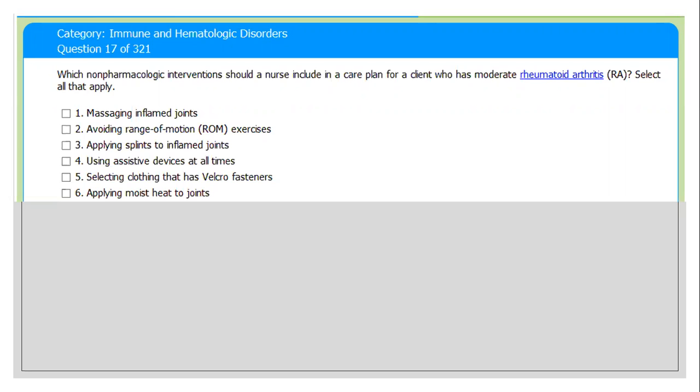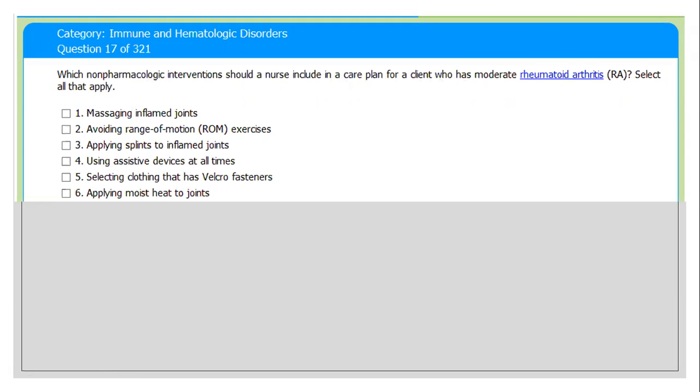The question here: what non-pharmacological intervention should a nurse include in a care plan for a client who has moderate rheumatoid arthritis? Select all that apply. So the examiner is asking this question about rheumatoid arthritis.